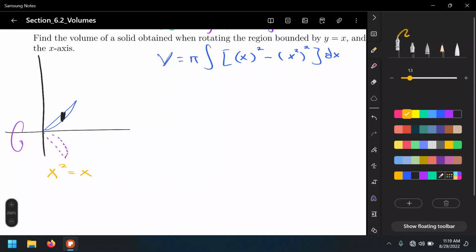And we do that by setting the two equations equal, and solving the polynomial equation, the same way we did last time when we were finding the limits of integration for the area between two curves. Same tools. x squared minus x equals 0.